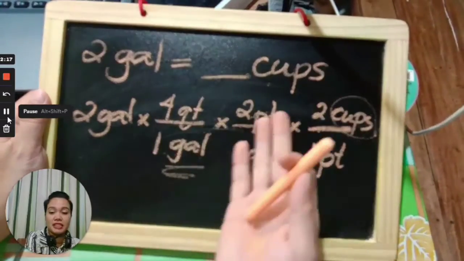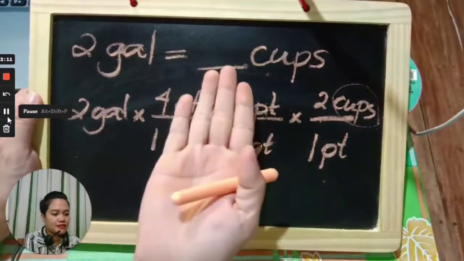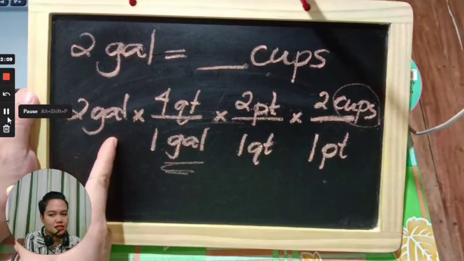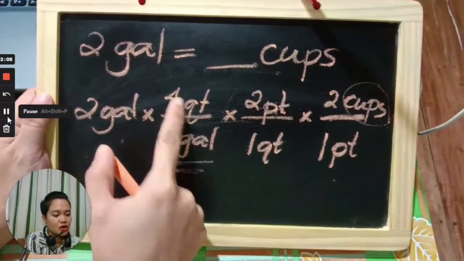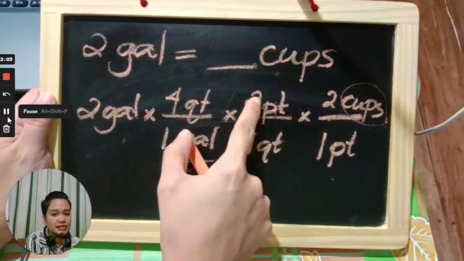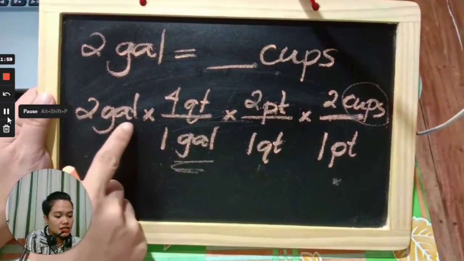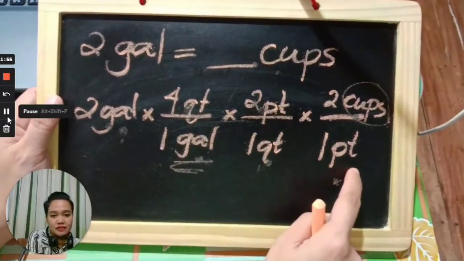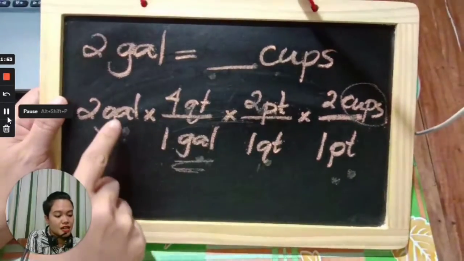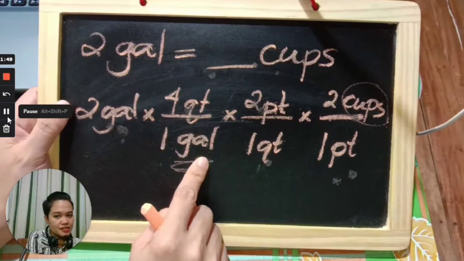So this is going to be long because it depends on what conversion factors we need to completely convert this value. Okay, so based on our list, 1 gallon is 4 quarts, 1 quart is 2 pints, and 1 pint is 2 cups. So take note, since we need to make sure that we won't be having the rest of these units in our final answer, if the given is gallons, the denominator should be gallons.